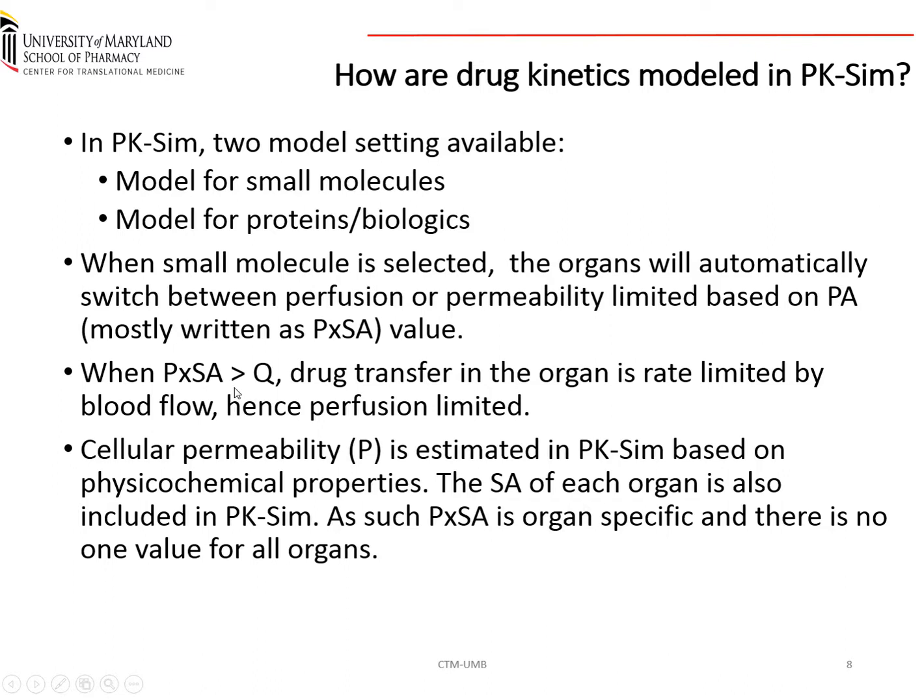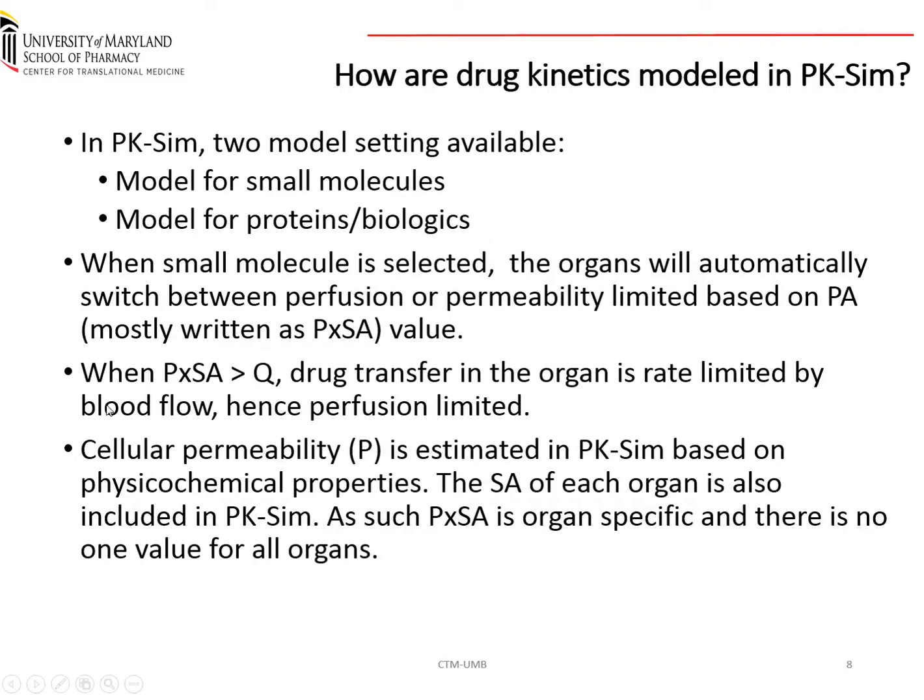So it's simple here. When your permeability and surface area product is greater than the blood flow of that particular organ, here the rate limitation will be the blood flow. So it will be the perfusion limited model. And when you have it the other way around, where the permeability surface area product is less than the blood flow, the cellular permeability will be the rate limiting factor, and then it will become the permeability limited model.